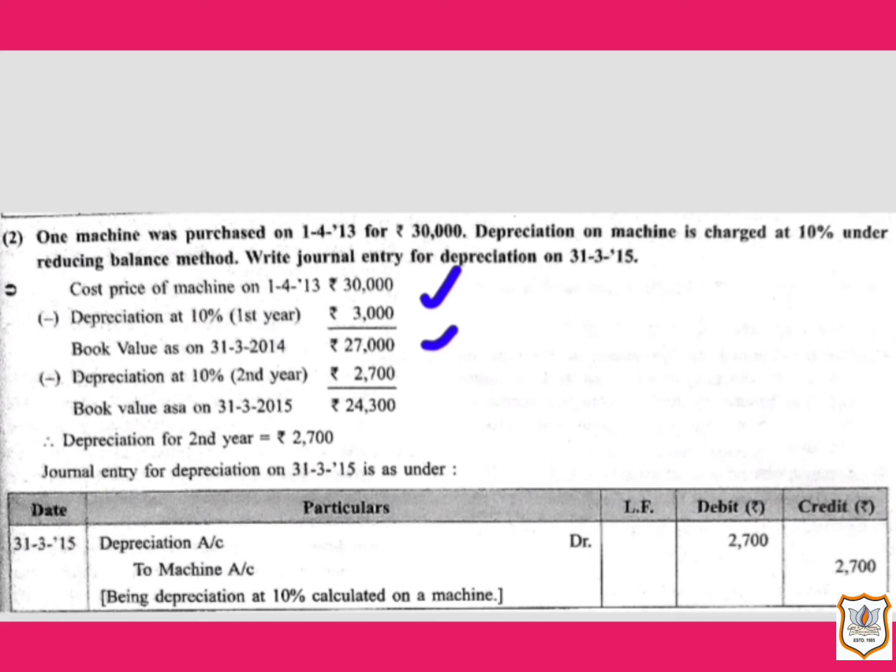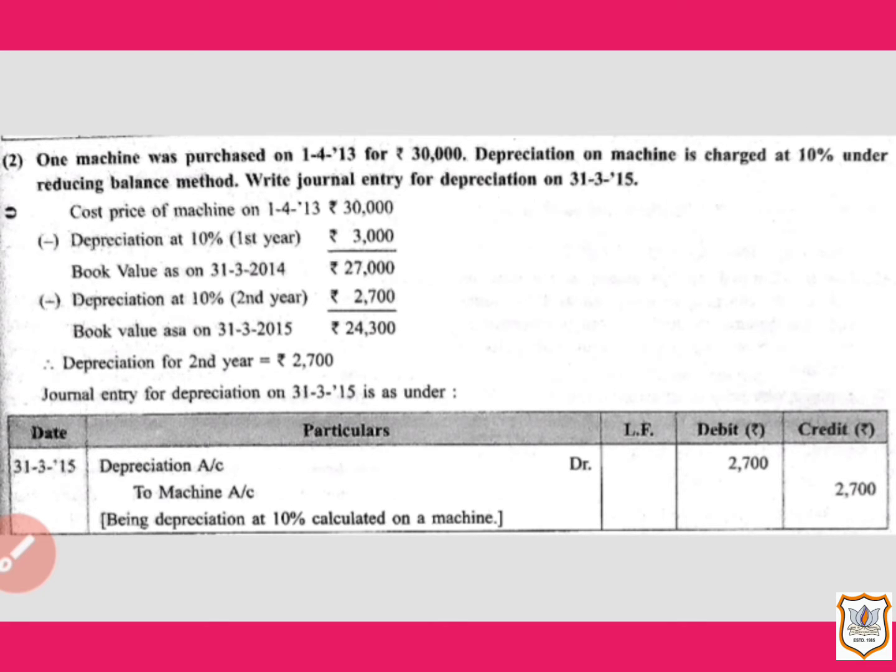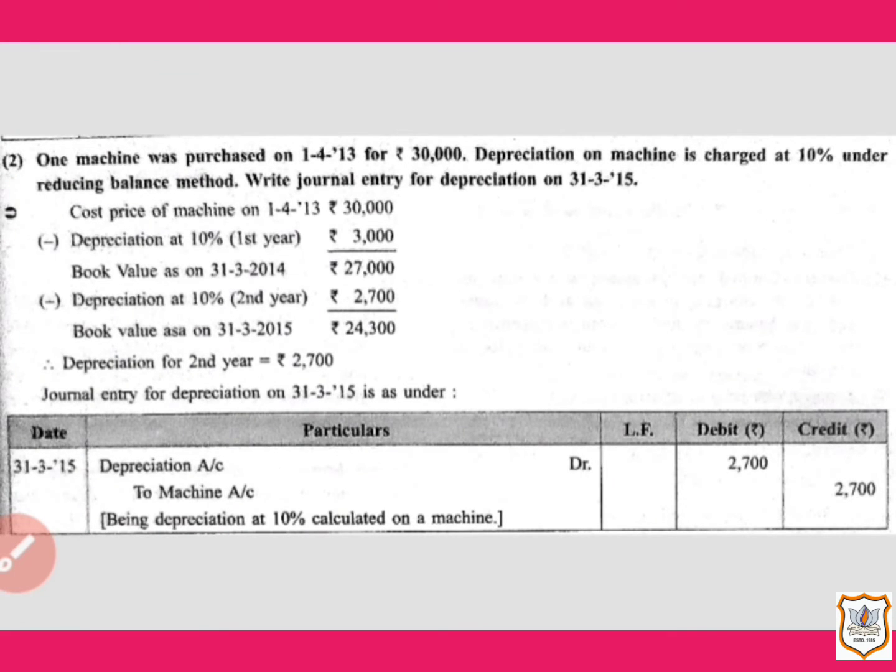So now for the second year, as this is reducing balance method, so here we will not calculate depreciation again on rupees 30,000, that is on cost price of machine. Here for the second year, we will calculate depreciation on rupees 27,000, that is the closing balance at the end of first year, or we can say that it is the opening balance of second year. So here every year depreciation will be calculated on the opening balance of respective year.